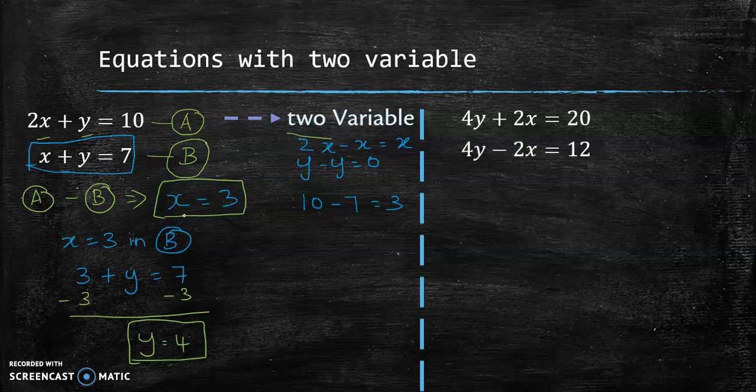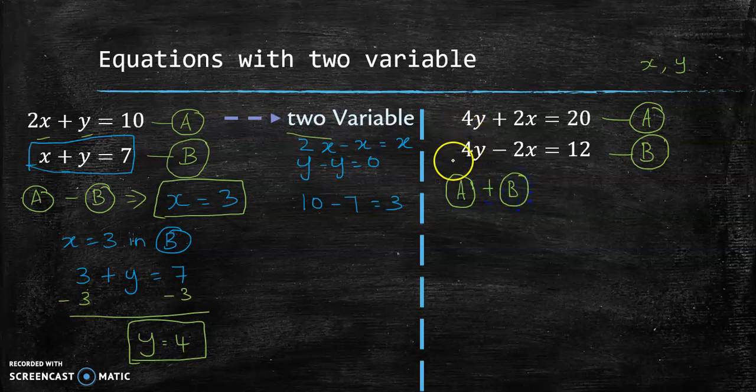Let's try the next example. So what do you have here? Two variables, x and y. So let us name it equation A, equation B. Here you have plus 2x and here you have minus 2x. In the previous problem we subtracted because we had plus y, plus y, so y minus y became 0. We need to make this x 0. So what can we do? We can add both the equations, right? So if you add, what happens?